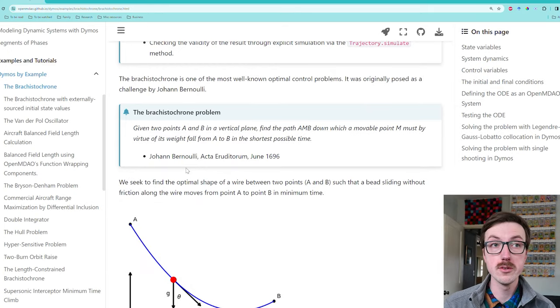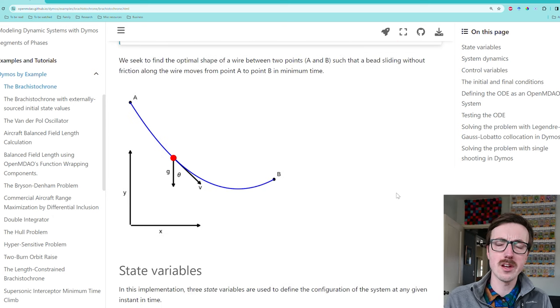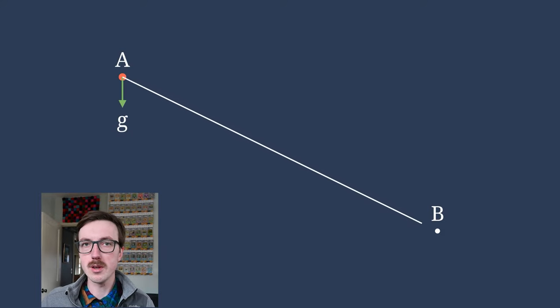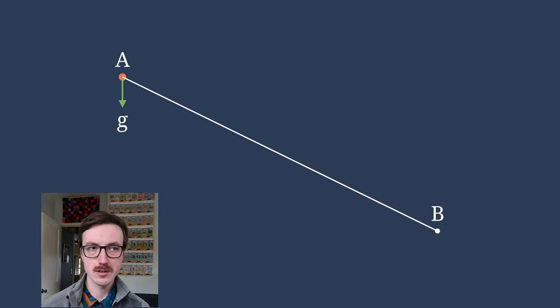You could have read Bernoulli's original work in 1696, where he was talking about how to go from point A to point B in the shortest possible time. We have a beautiful graph here. Let's talk about it. So if we're going from point A to point B, and we want a little bead that is frictionless to just go there as fast as possible, you might think, oh, a straight line is the shortest. I like this. It's got to be the shortest path. Is it the fastest? I don't know.